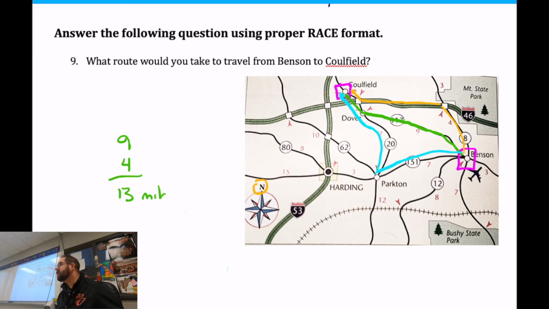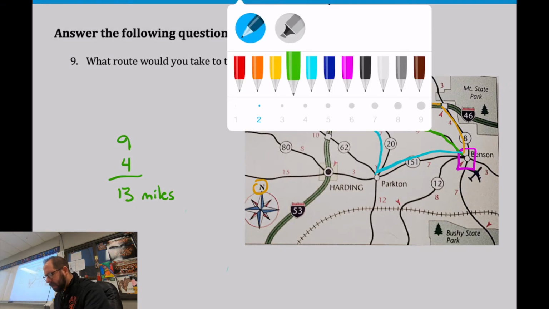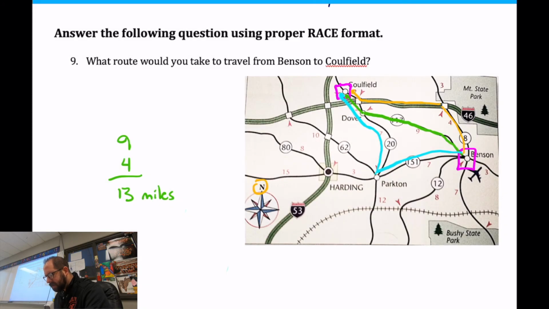That's a pretty straight shot. And that's probably the reason. That would be another explanation. Another one is 772 and 2. So if you're going to take the blue route over to Parkton, yeah, you're absolutely right. 772 and 2, which is 774. That's 14 plus 4. That's 18 miles.